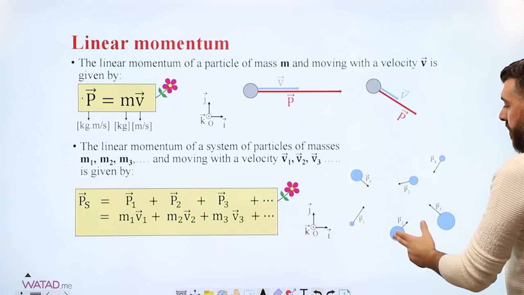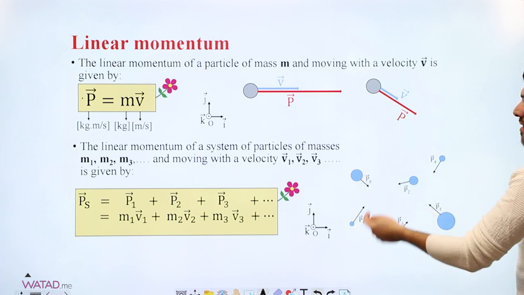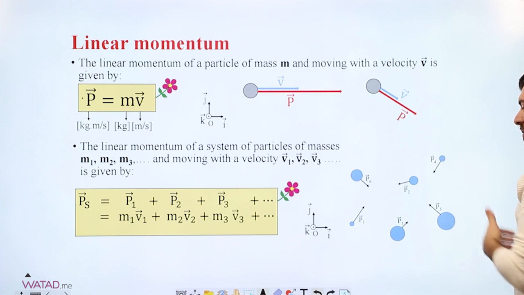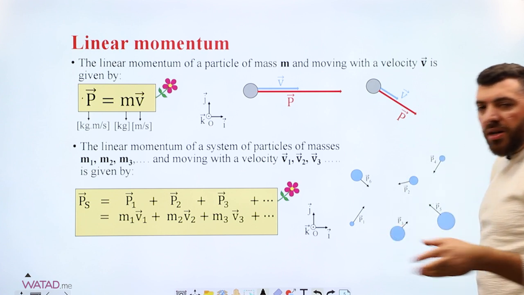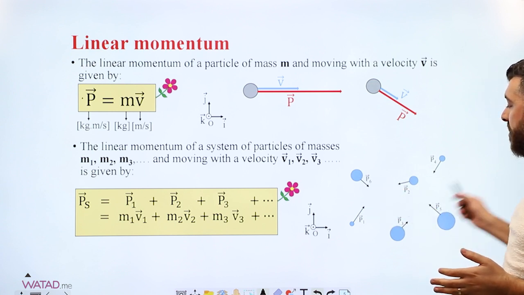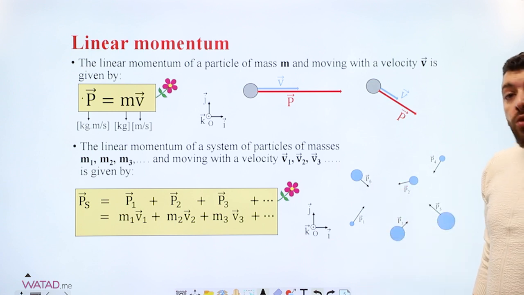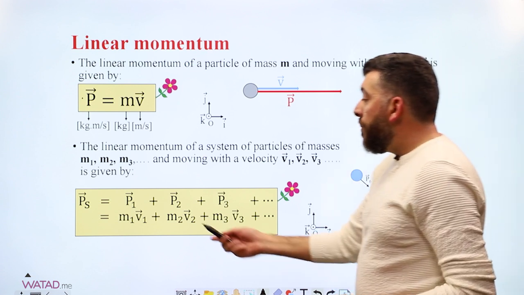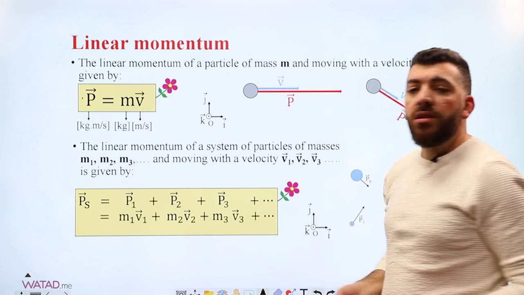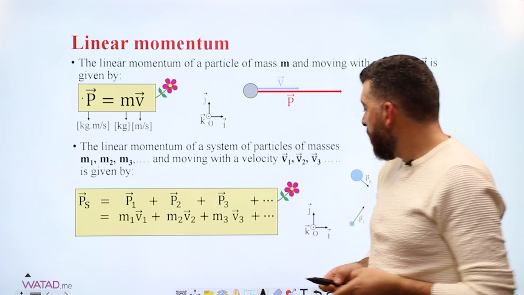So this is an example: we have 1, 2, 3, 4, 6 particles, each one moving in a certain direction, each with a velocity different from the others. Maybe two particles have the same velocity, that doesn't matter, but in general different velocities and different masses. So if you have the momentum of each particle and we need to find the momentum of the system, we call it Ps. We add the momenta of all the particles to get the linear momentum of the whole system.